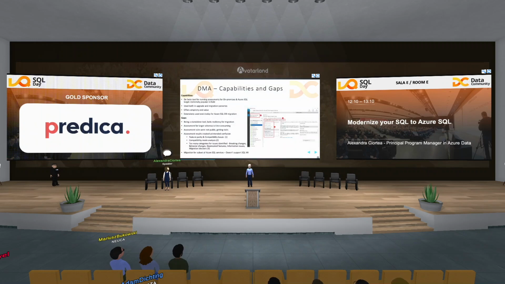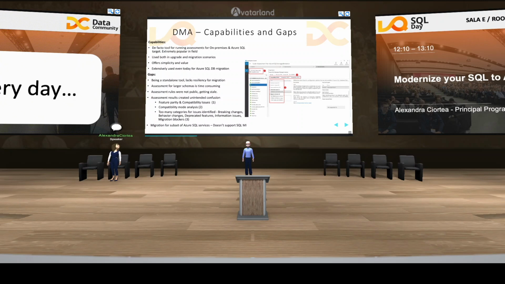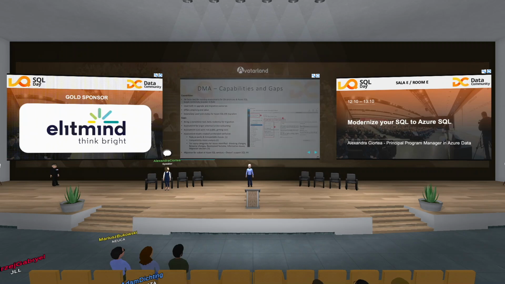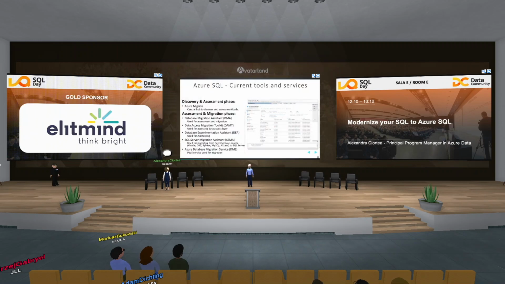Now, if we look at the capabilities of DMA, you will see that we had two test cases: the SQL Server feature parity and compatibility issue, and this was pretty confusing for the users because it wasn't very clear. And I just switched to the next slide to give you an overview of that interface. Now, back to this slide, DMA is something that we still recommend and something that is easy to use, but we are looking at enhancing that experience. And with ADS, we are already showing you what's our next step.